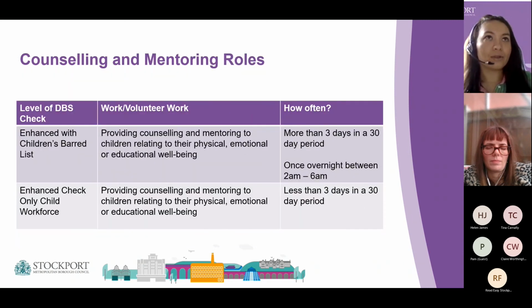And then the next is counselling and mentoring roles with children. This shows why we ask how often, because this will determine whether they're in regulated activity or not. They could be doing the exact same work, but not often enough, and therefore only be entitled to the enhanced check. But if they are doing it often enough, then they are in regulated activity and therefore you can carry out the enhanced check with children's barred list.